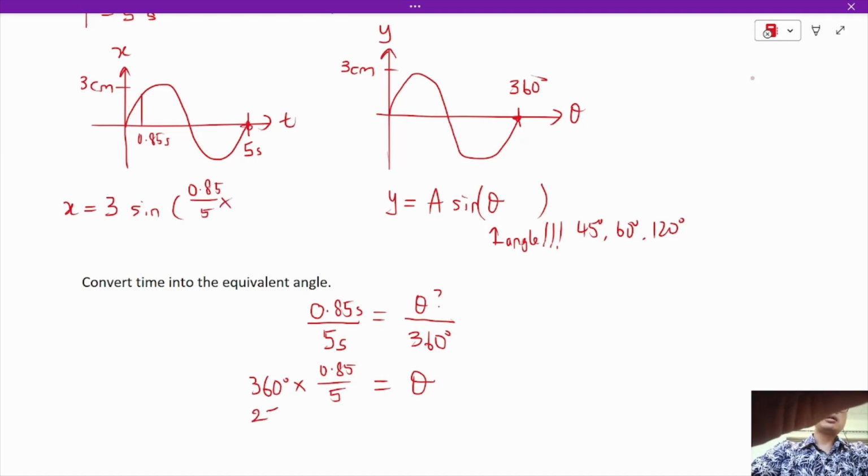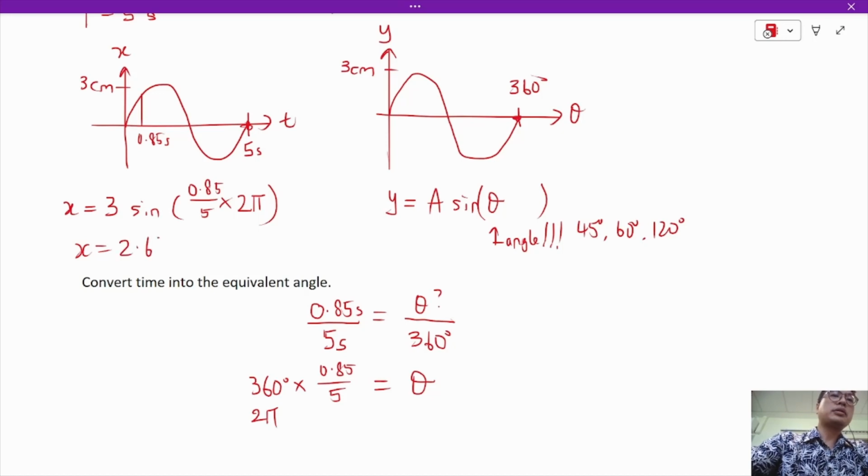Now, scientists don't work in degrees, scientists work in radians. So instead of 360 degrees, we write 0.85 divided by 5 multiplied by 2 pi. Now let's throw that into a calculator, and we'll get something like x is equals to 2.63 cm. Well, that's exactly what we expected. It's somewhere between 0 cm and 3 cm.